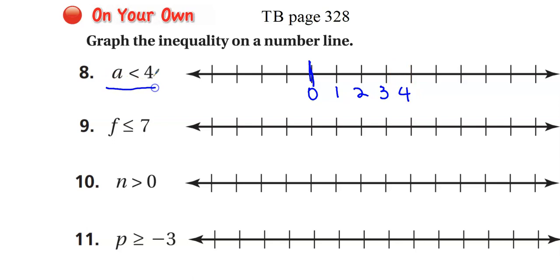And now I'm going to do an open circle at 4. So here's my open circle. And then the inequality points to the left. I'm picking all of the numbers that are less than 4. So I'm going to grab a blue highlighter, and this is my graph. All of the numbers that are less than 4 will make that inequality true. Okay, so pause this and try the rest on your own.